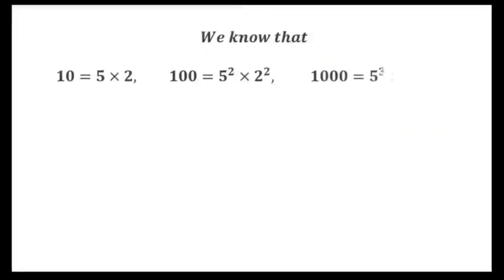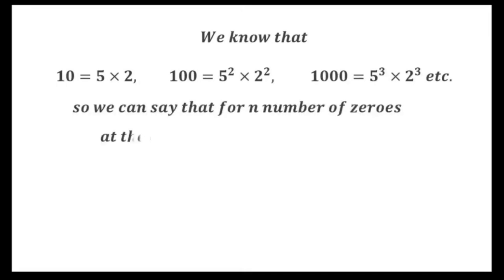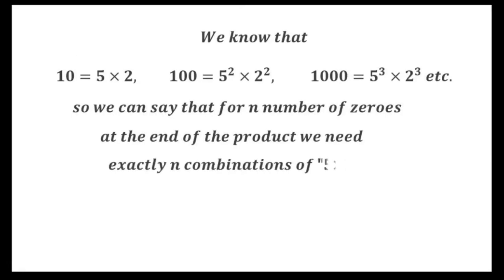So let's start here. Since we know that 10 is a multiple of 5 and 2, 100 is a multiple of 5 to the power 2 into 2 to the power 3, and 1000 is a multiple of 5 to the power 3 into 2 to the power 3. So we can say that for n zeros at the end of the product, we need exactly n combinations of 5 into 2.